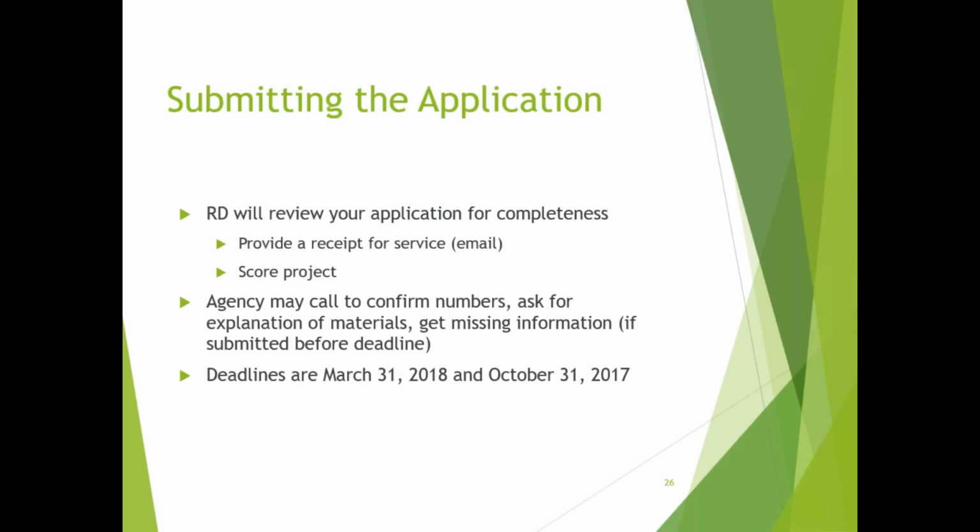So once you've submitted the application, Rural Development is going to review it for completeness and provide a receipt for service. It's usually in the form of an email. You might get a phone call if there are some questions, and then they're going to score the project. Like I just said, a rep may call to confirm numbers or ask for an explanation for certain things or get any missing information. Especially, they'll ask for missing information if it was submitted prior to the deadline.